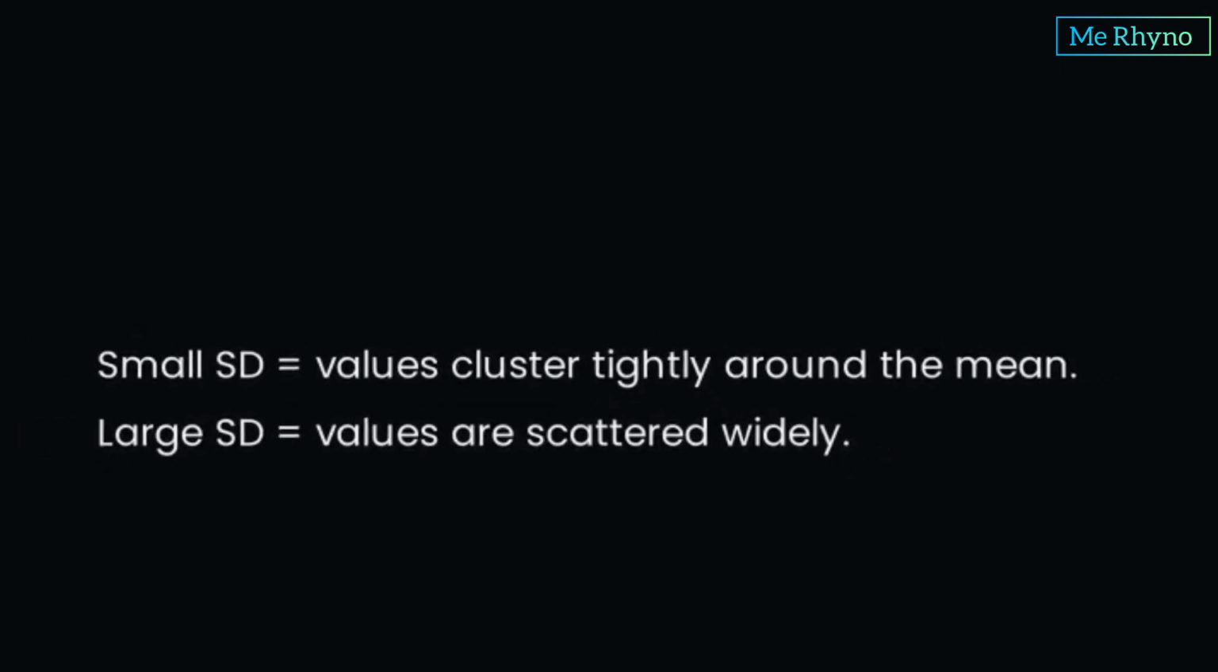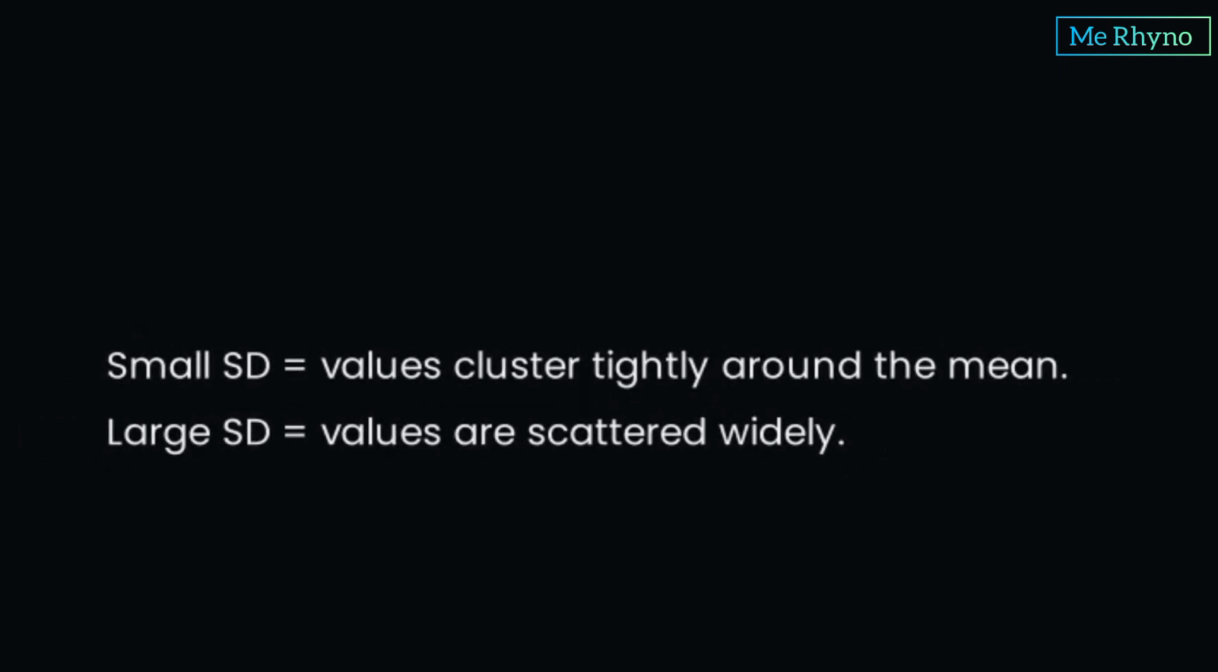A small standard deviation basically means values cluster tightly around the mean, while a large standard deviation means values are scattered widely. Let's calculate it. 5 values: 4, 8, 6, 5, 7. The mean for this case is 6, and to get it is very simple and interesting.